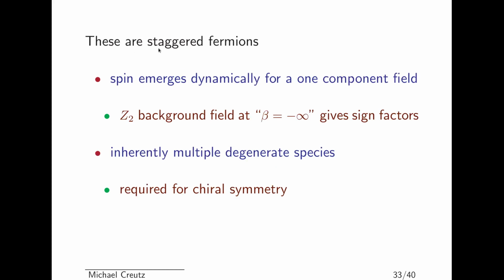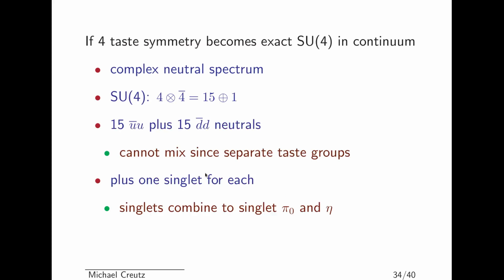These are staggered fermions. Spin is emerging dynamically for a one-component field. The Z2 background field at beta equals minus infinity gives you a whole bunch of crazy sign factors on the links, but it inherently has multiple degenerate species, and multiple degenerate species are required for chiral symmetry. Now, it's often assumed that this taste symmetry becomes an exact SU4 in the continuum. So if we do that, you can think a little bit about the spectrum of states.